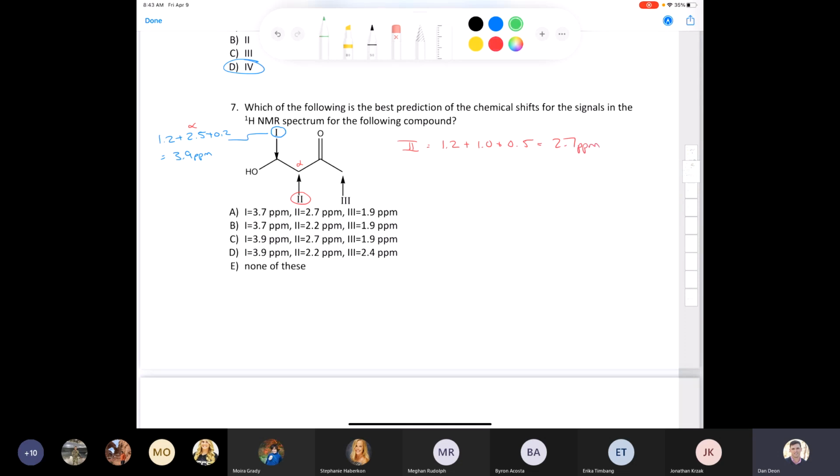And then for number 3, we have a methyl group. The baseline is 0.9 parts per million, and it's alpha to the carbonyl, so we're going to add 1. It is not beta from the hydroxyl, so the hydroxyl has no effect, and so we end up with 1.9 parts per million. Now, which answer is that? Number 1 is 3.9, so it's going to be one of these. Number 2 is 2.7, and number 3 is 1. So it must be C. There we go. All right.